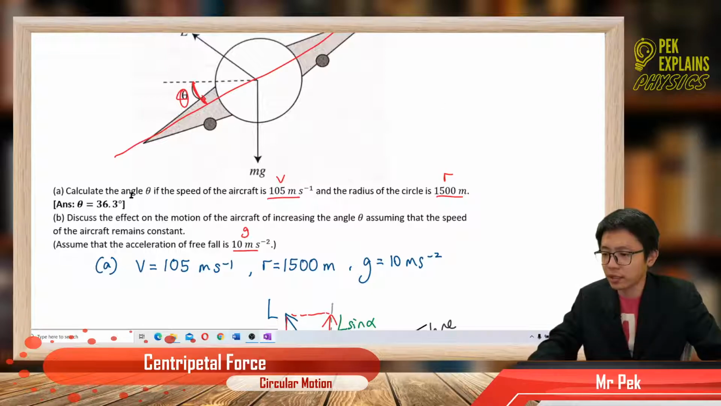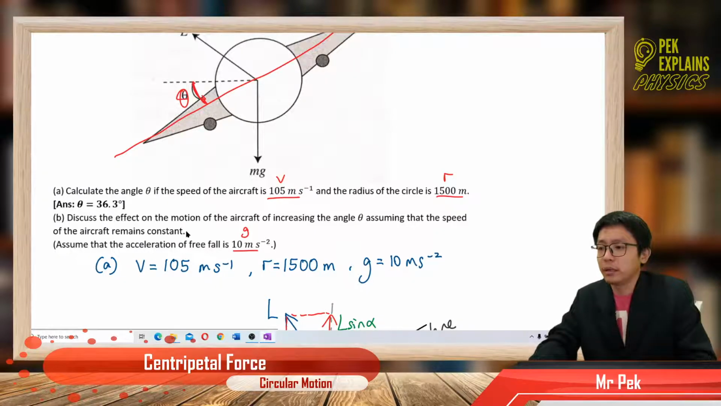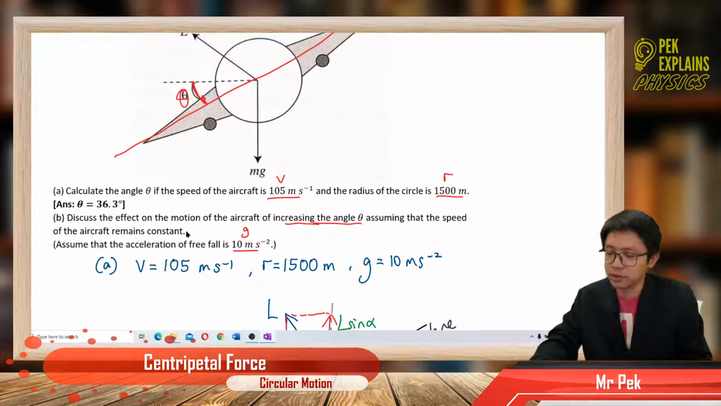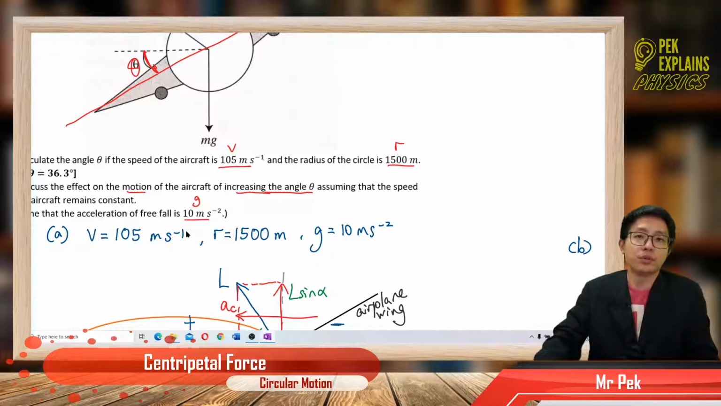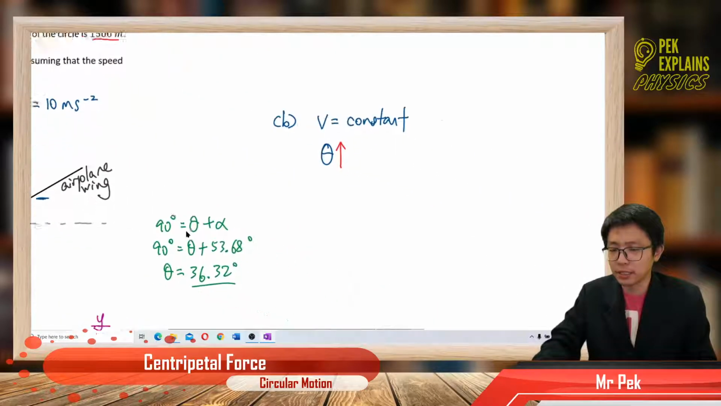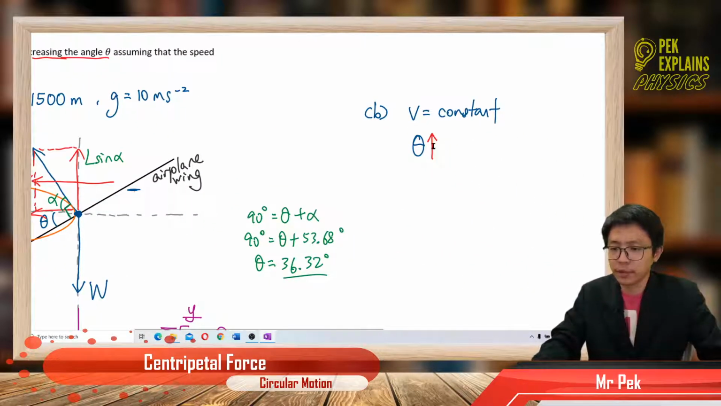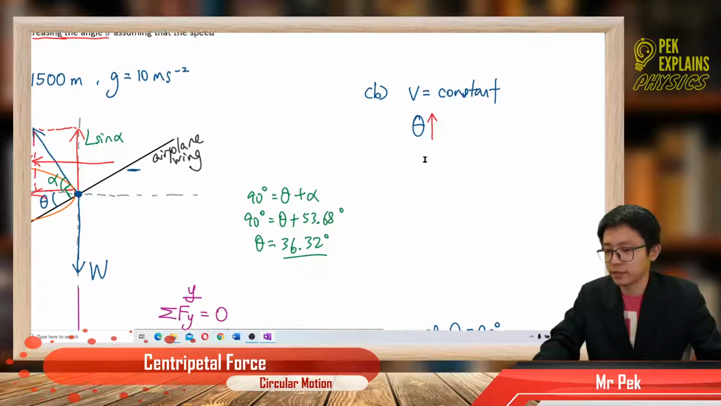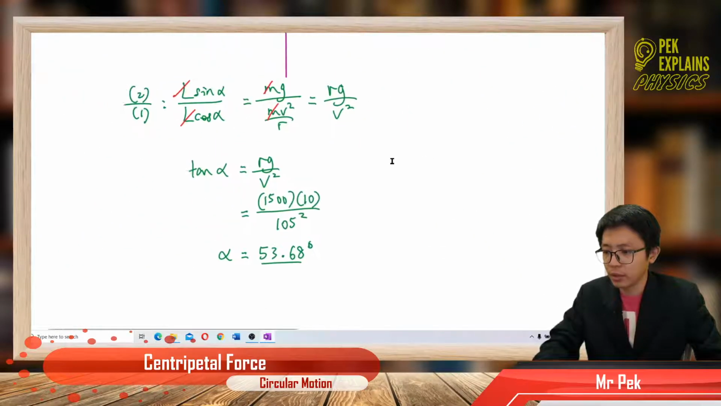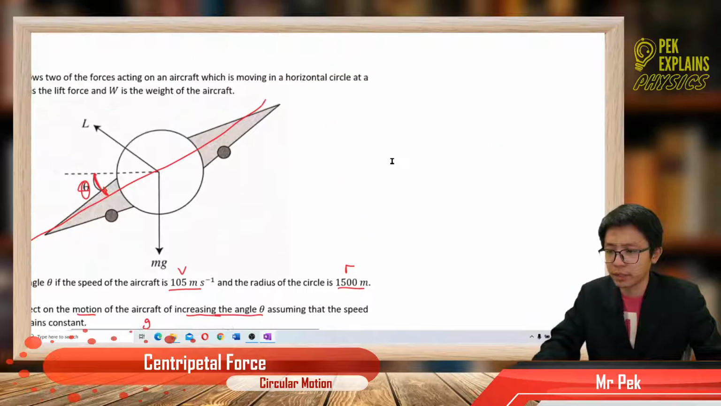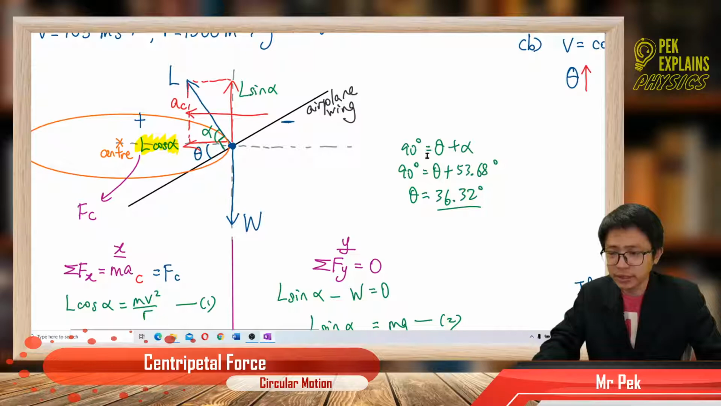Now, discuss the effect on the motion of the aircraft of increasing the theta, assuming the speed remains constant. Okay, now what happens if I increase the theta with speed constant? What happens to the motion? This one, you need to use equations to prove. Use equations. Increasing the theta, V constant. So what formula has the theta? Let's find out. First of all, we have this one, 90 equals theta plus alpha.